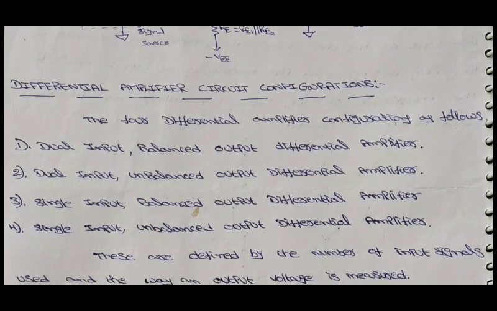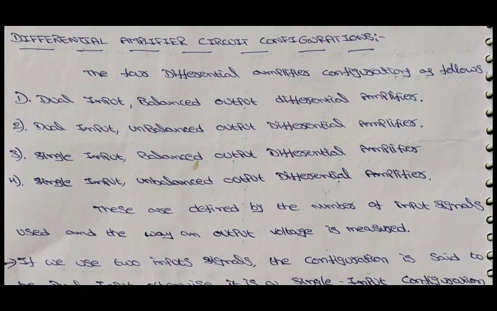So here, differential amplifier circuit configurations. How many types of differential amplifiers are there? The 4 differential amplifier configurations are as follows. First one is dual input balanced output differential amplifier, dual input unbalanced output differential amplifier, single input balanced output differential amplifier, single input unbalanced output differential amplifier.